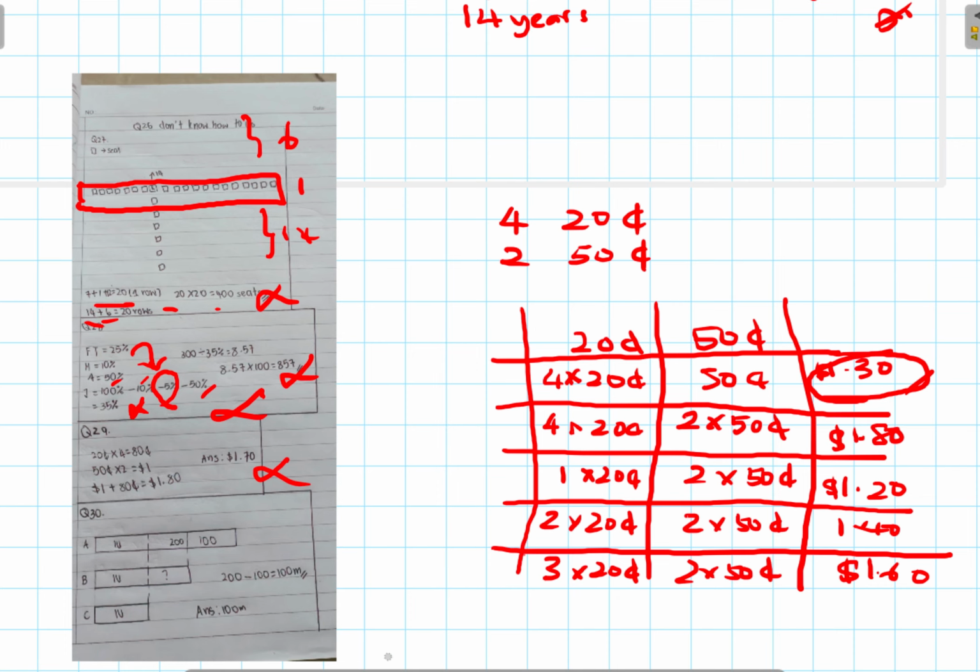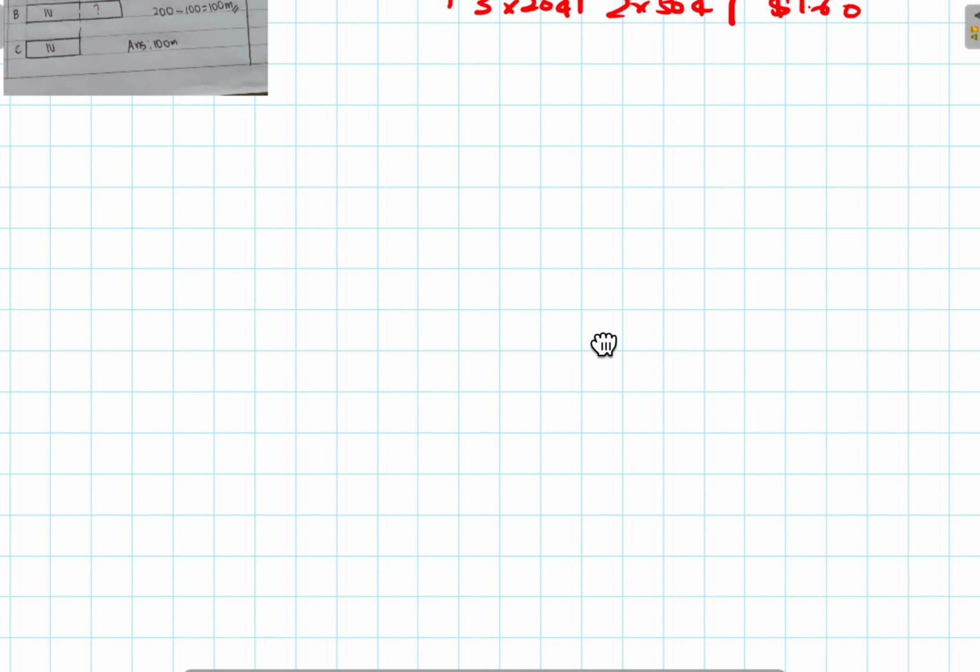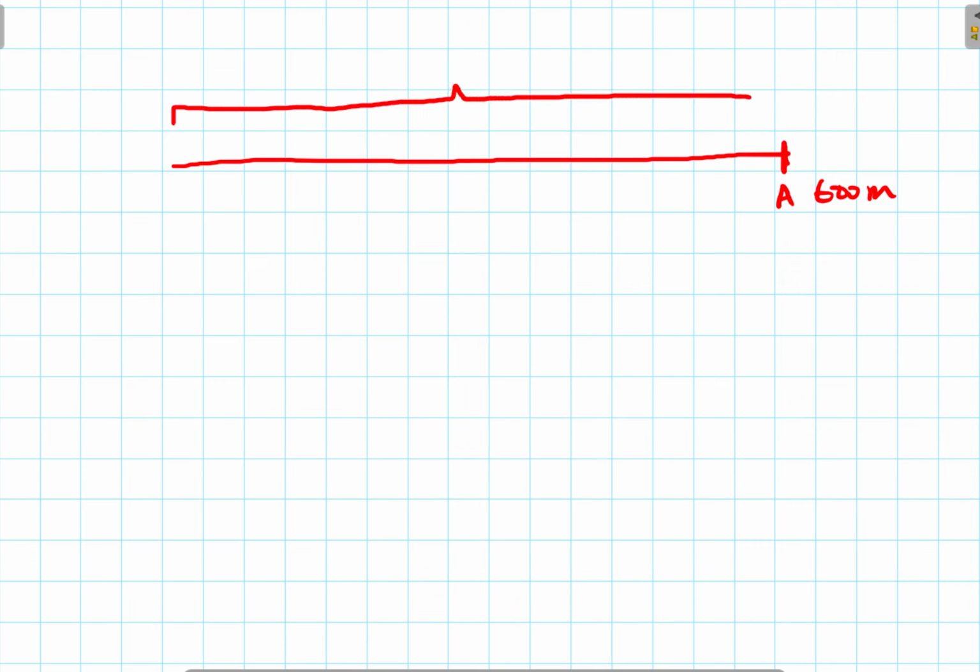Okay, question 30. Says 3 boys, right? They are having a race. And then Andy, let's say I have a race here. Andy reached the finish line first. So this is Andy. What is the distance he covered? 600 meters. Okay. This is in total 600 meters.